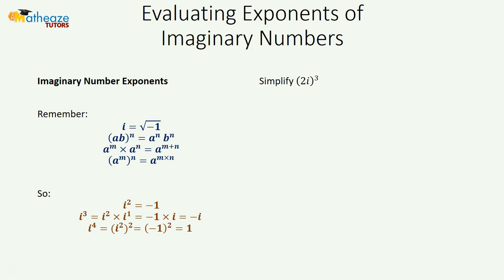Important thing to remember is that i squared is equal to -1, so i to the third power is i squared multiplied by i to the power of 1, borrowing from this product rule of exponents. And i to the fourth power is i squared all to the power of 2, and that is borrowing from this exponent rule here. So 2i to the third power is going to be 2 to the third power multiplied by i to the third power.